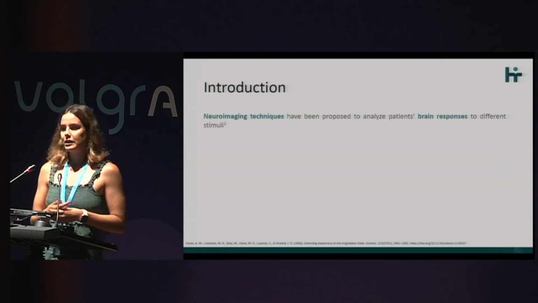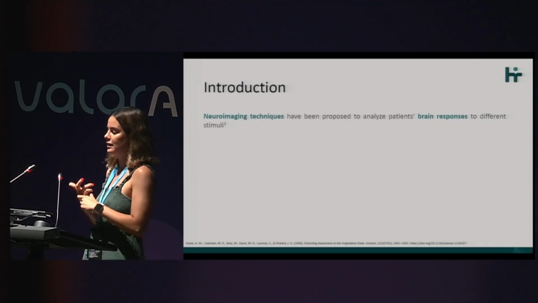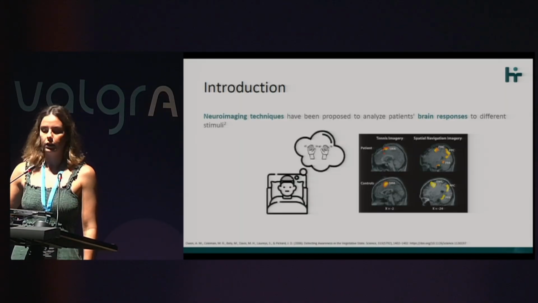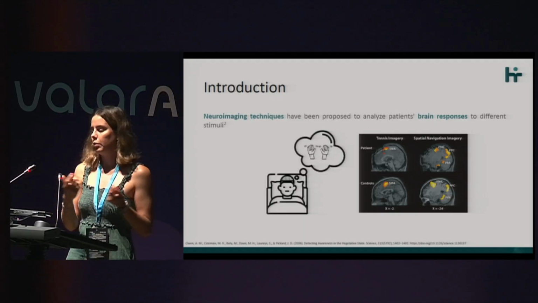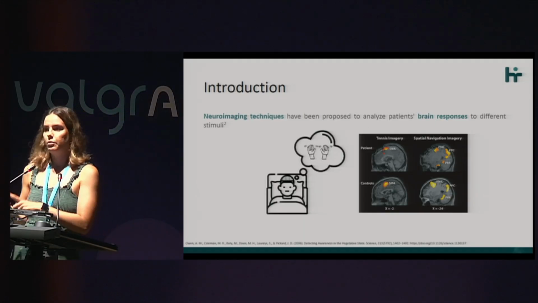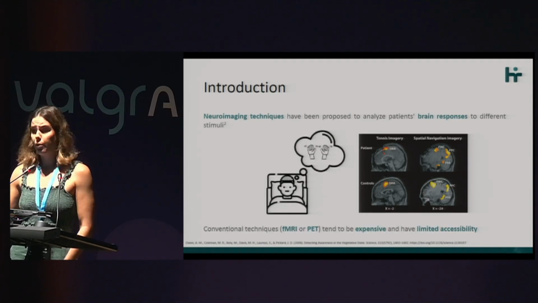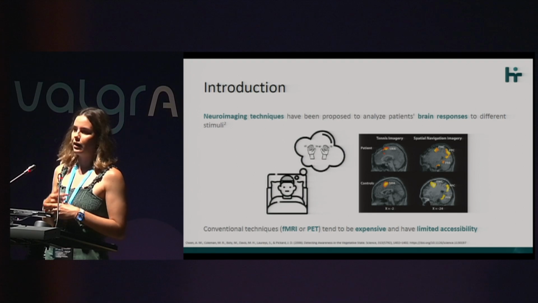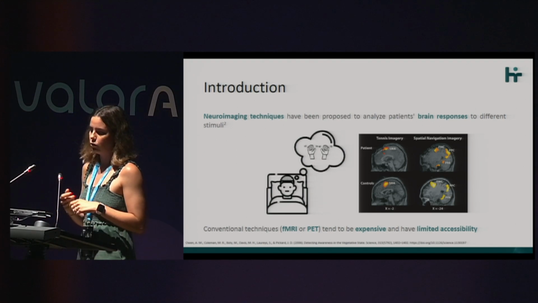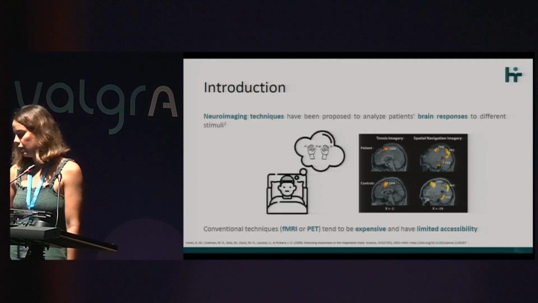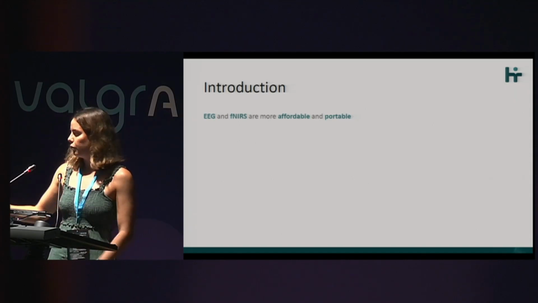It is the case, for example, of the neuroimaging techniques that have been proposed to analyze patient responses to different stimuli, like, for example, motor imagery. You can ask the patient to imagine the movement of the hands and then measure the brain responses with, for example, fMRI. However, these conventional techniques are expensive and have limited accessibility for these patients specifically. So we propose the use of EEG and fNIRS that are more affordable and portable.